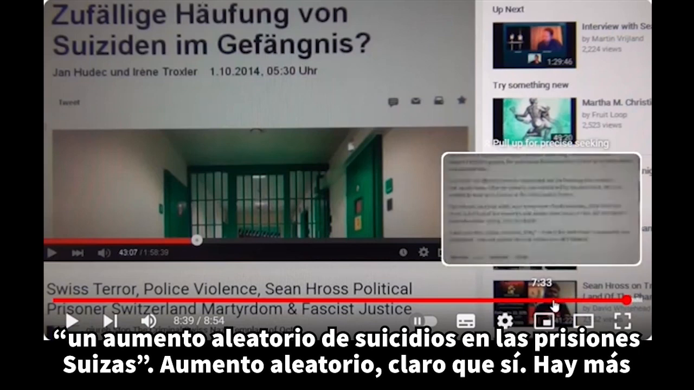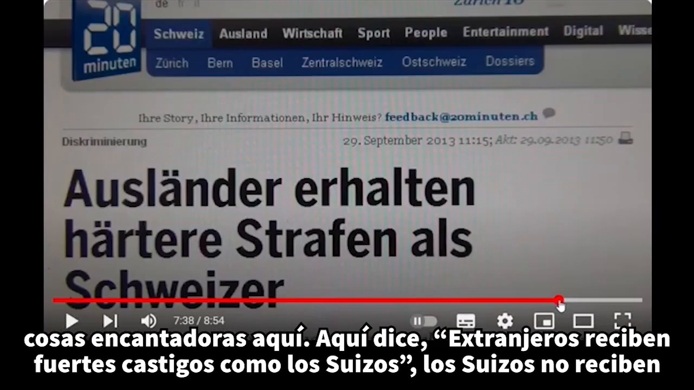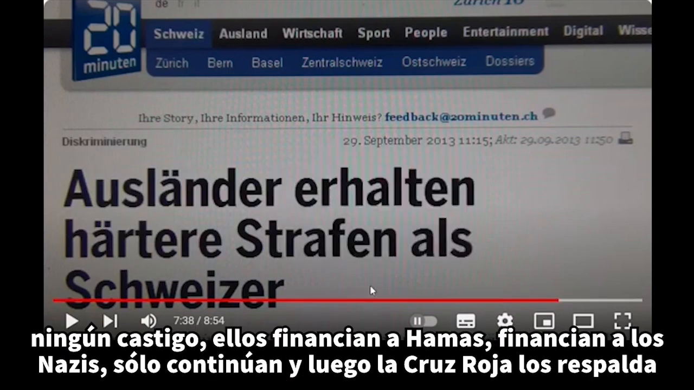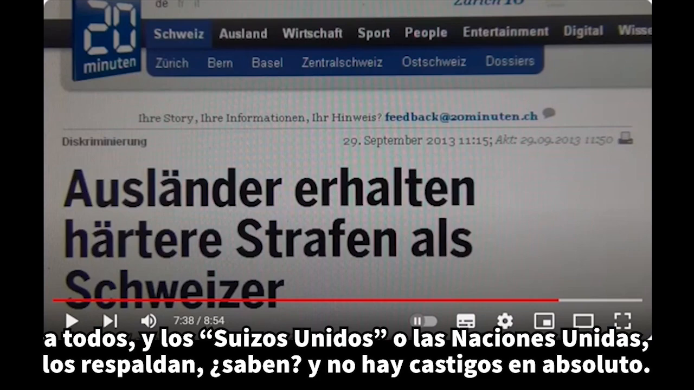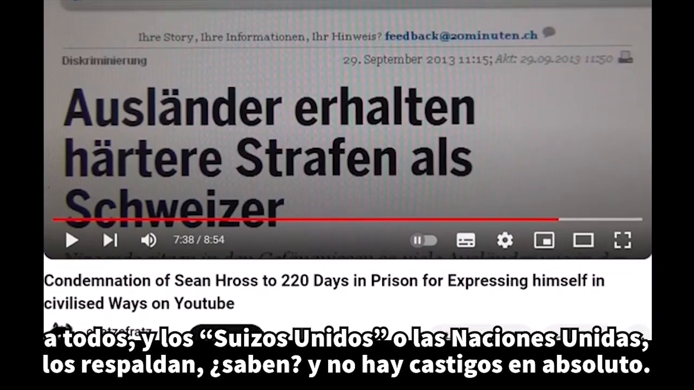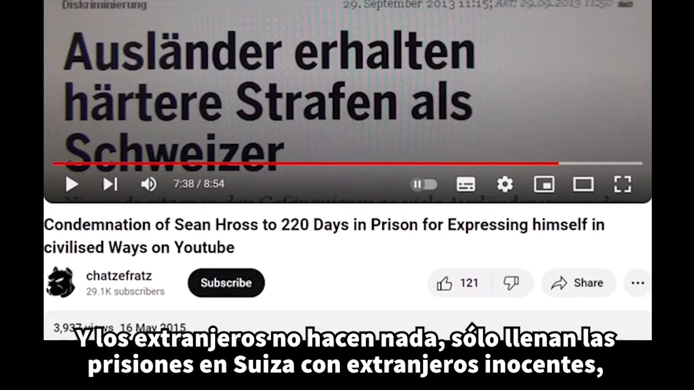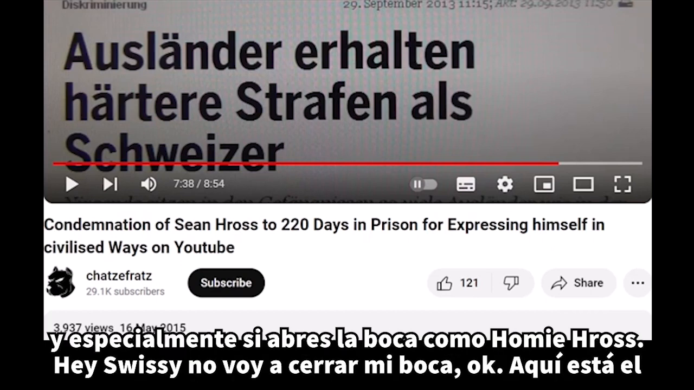And I got that. There was some more lovely stuff here. Here it says, Ausländer erhalten härtere Strafe als Schweizer. Foreigners get harder punishment than Swiss. The Swiss don't get any punishment at all. They finance the Hamas, they finance the Nazis, and just go on, and then the Red Cross backs them all up, and the United Nations backs them all up. No punishment at all. And foreigners who do nothing, they just fill up the prisons in Switzerland with innocent foreigners, and especially if you open up your mouth as Homie Hross. Well, Swizzy, I'm not going to close up my mouth, right?